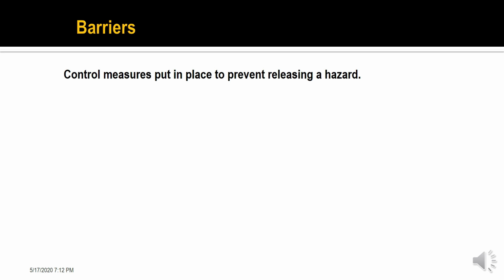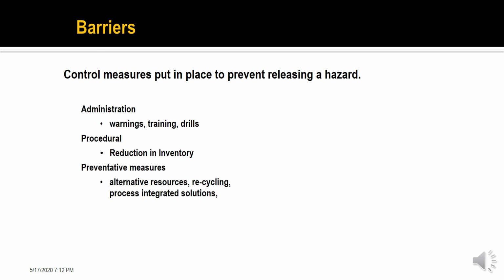So proper maintenance is a barrier. Then administrative controls like warning signs, training, drills, then the procedural things. Now, small amount of inventories: if you are storing 10,000 gallons of petrol in your facility, your exposure is very high. But if you store only 100 liters of petrol in your store, your damage is going to be very little. So these are a few examples of barriers.